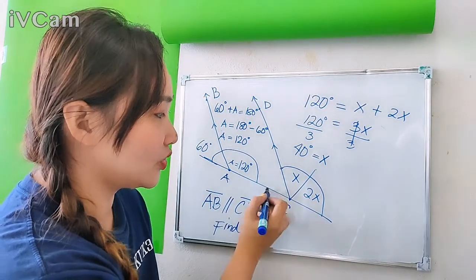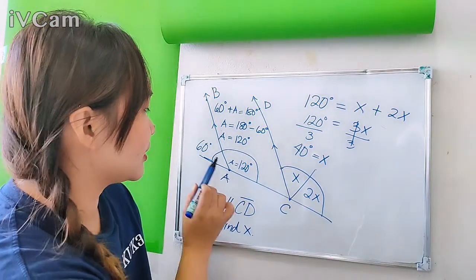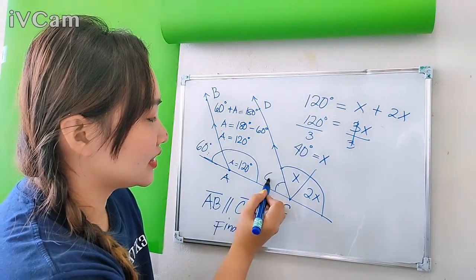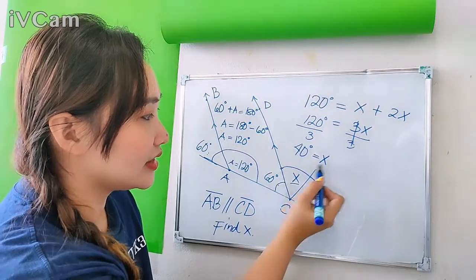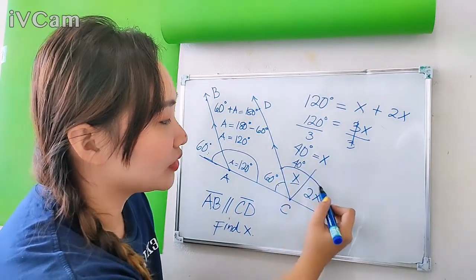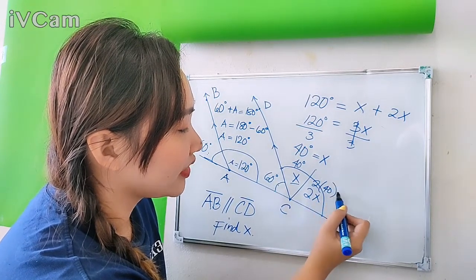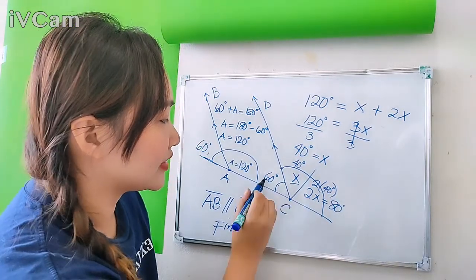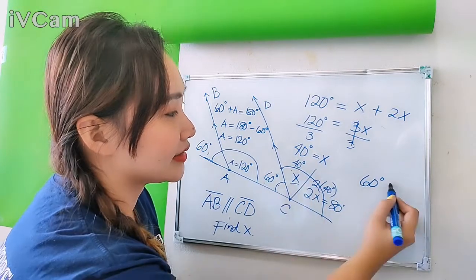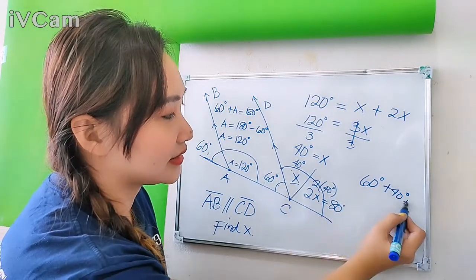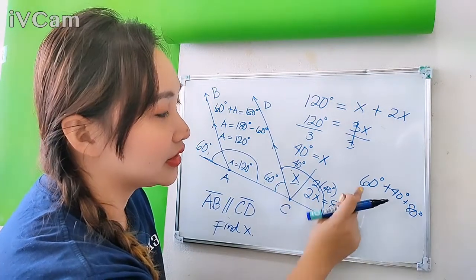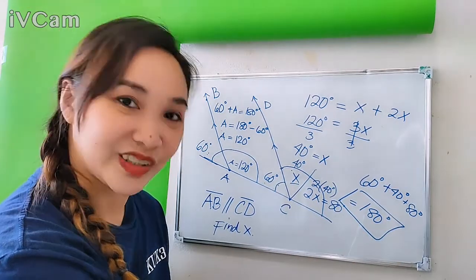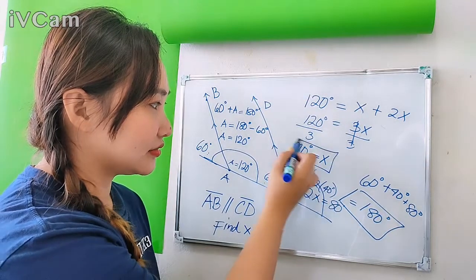Now let's try to check if this is equal to 180 degrees. So 60, corresponding angle, meaning to say this is 60 degrees. So x here is 40 degrees. And this one we have 2x, that is equal to 80 degrees. Let's check. We have 60 plus 40 plus 80, that is equal to 180 degrees. So the value of our x is 40.